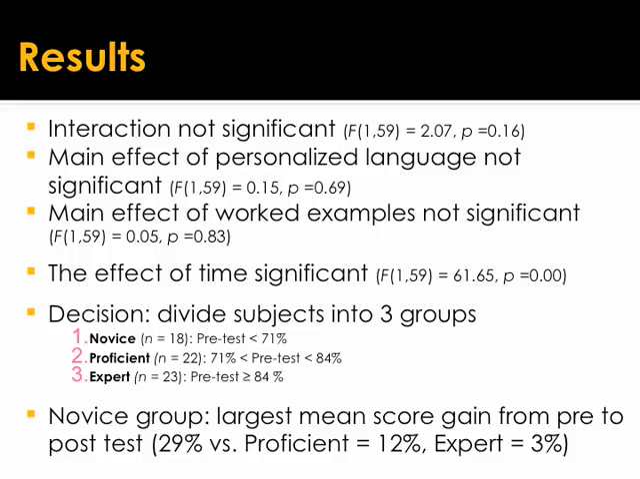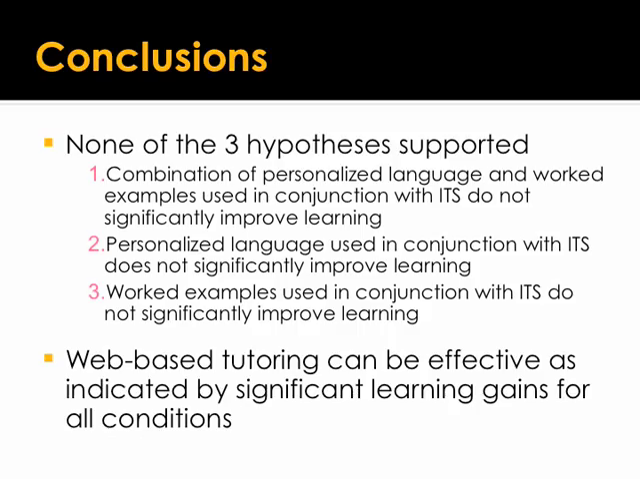Researchers then further divided subjects into three groups, novice, proficient, and expert, based on the results of pretest scores. Post hoc analysis revealed that the novice group had the largest mean score gain from pre to post test. So in conclusion, as Lisa summarized, none of the three hypotheses were supported.